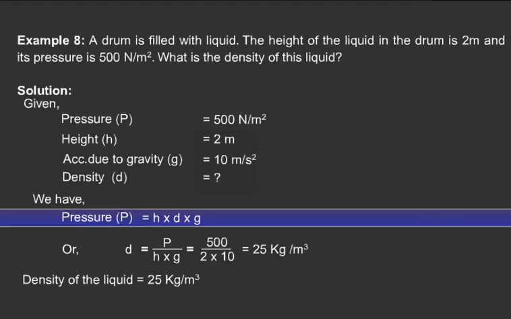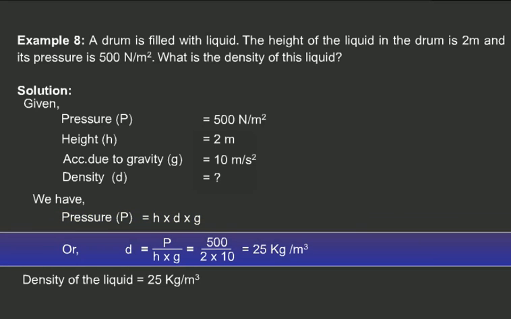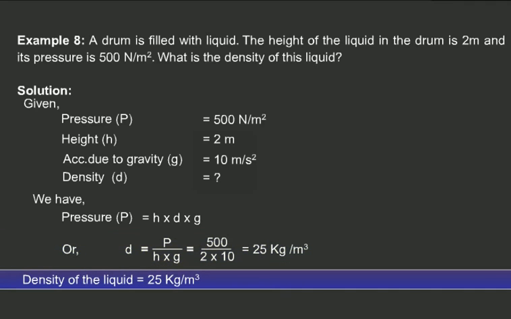So we write the equation as D is equal to P by h into g. Now let us substitute the values and we write 500 divided by 2 into 10, which gives us 25 kilogram per meter cube. Therefore, the density of the liquid is equal to 25 kilogram per meter cube.